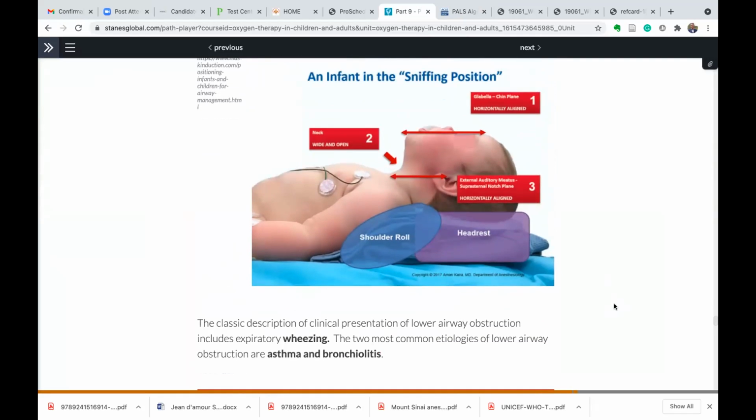Yeah, this is a good picture showing a good position of the infant airway. Where we need to open the airway, we may use a shoulder roll and head rest to make sure we have the external auditory meatus at the level of the sternum. Very good.